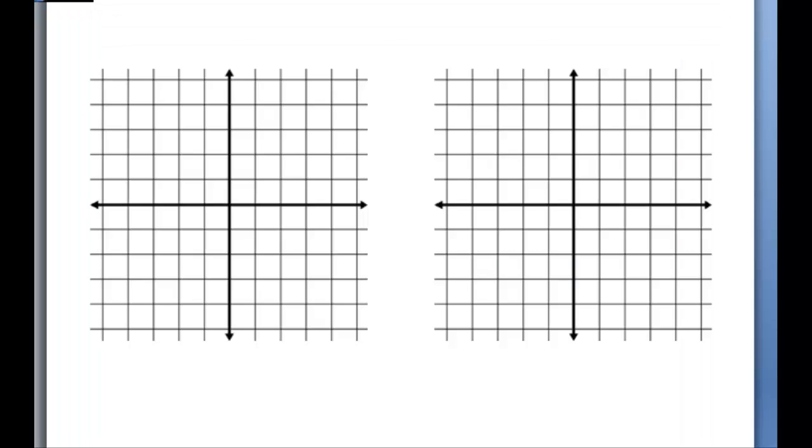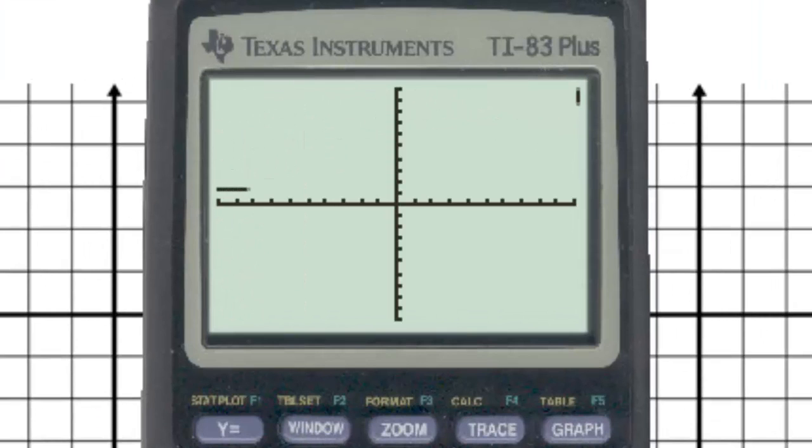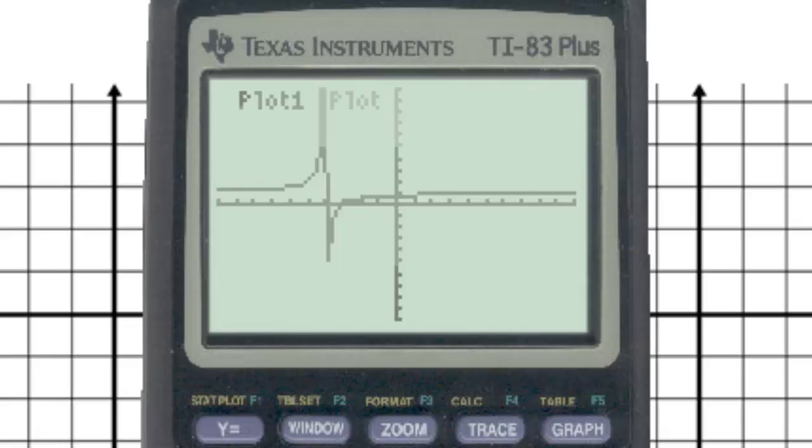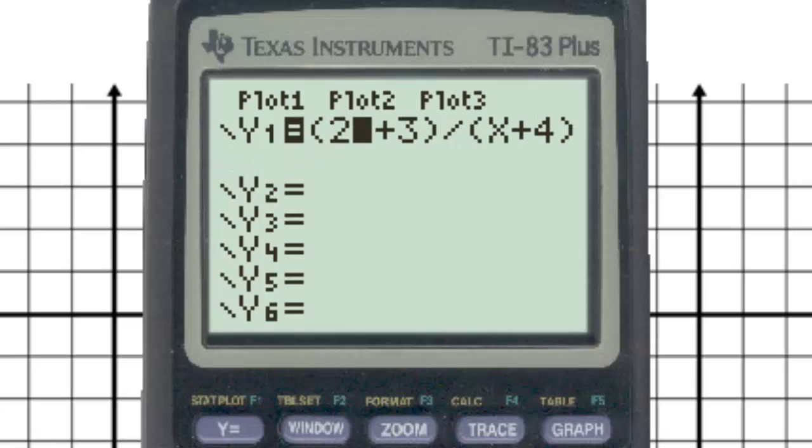For example, if we want to graph the function y equals x plus 3 over x plus 4, we will have a horizontal asymptote at 1 over 1, or 1. So I'll bring up the graphing calculator there. Here we have x plus 3 over x plus 4, and we can see our horizontal asymptote is at 1. If we change that to, let's say, 2x plus 3 divided by x plus 4, now our horizontal asymptote will be at 2 divided by 1, or 2.